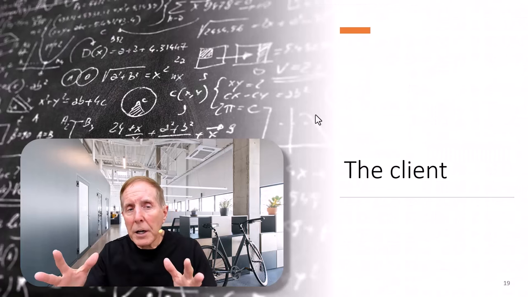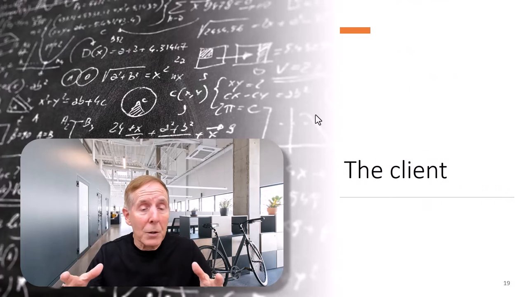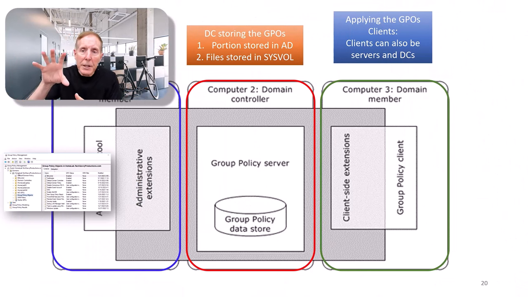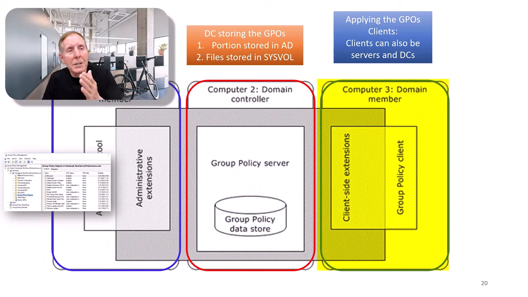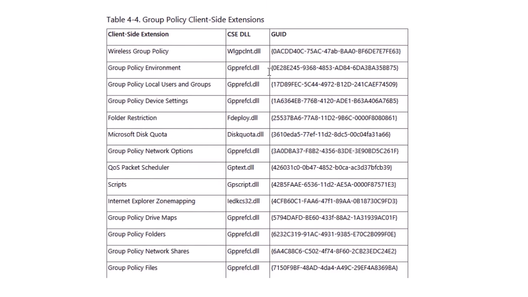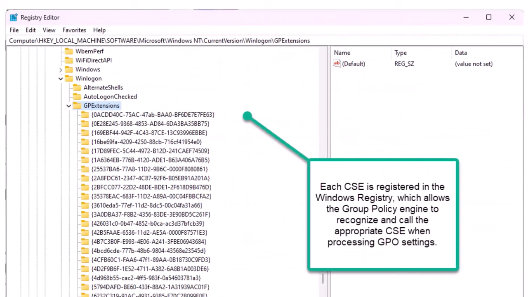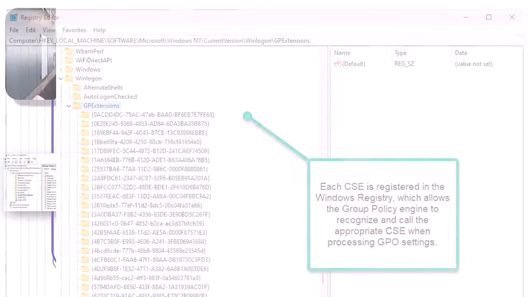Now let's move to the client and look at the components that make the client work with GPOs. Take a look on the right-hand side of this slide, and we're looking at computer number 3, domain member. This is the client. We call some of the components on the client client-side extensions. Now, client-side extensions are really two basic fundamental things: one, a DLL in the Windows System32 folder, and a registry edit in the registry. So when we talk about client-side extensions, you're talking about a DLL and a registry setting.